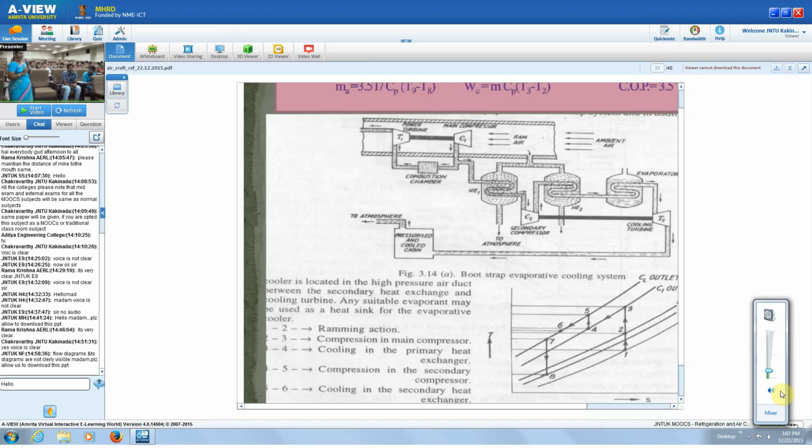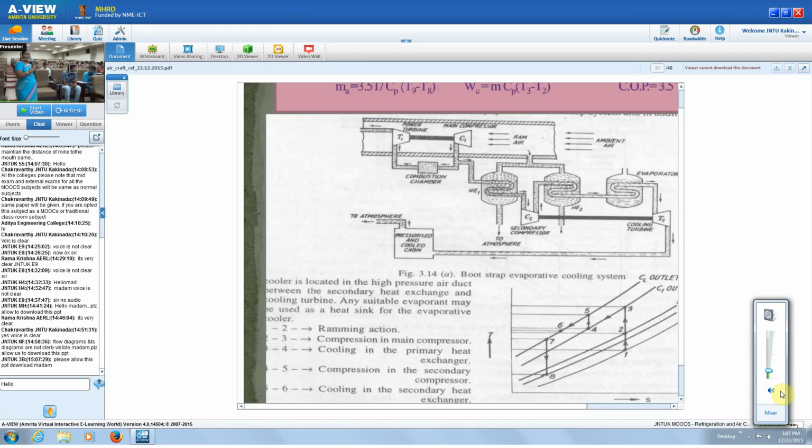And there is no work required for the secondary compressor, because the work done by the cooling turbine is utilized for running the secondary compressor. So using this, the main advantage is that at 8, the state of the refrigerant is at low pressure and temperature compared with that of the previous system.